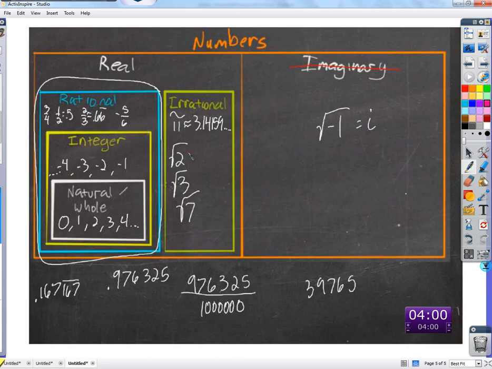And I mentioned to you briefly, square root of 2, square root of 3, square root of 7, square root of things that aren't perfect squares, they're all irrational. So that means, in this context, the decimals go on forever, and they don't repeat. If a decimal went on forever, but it repeated, we could write it as a rational number.